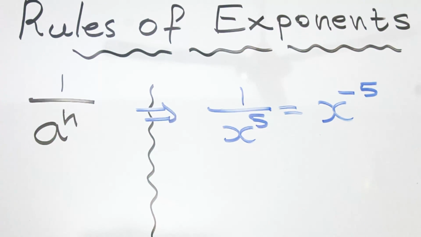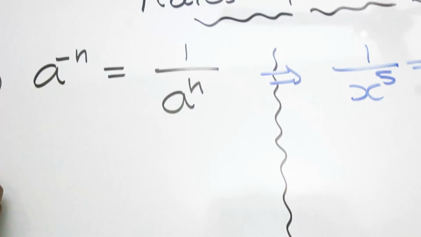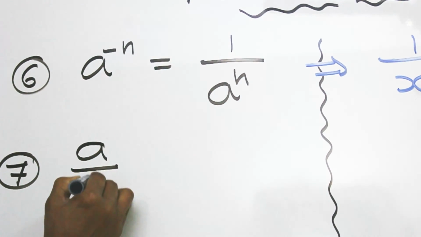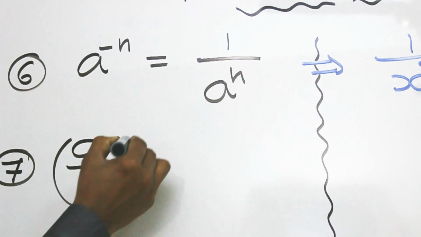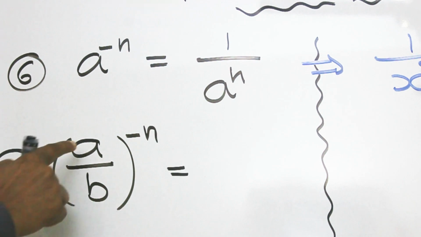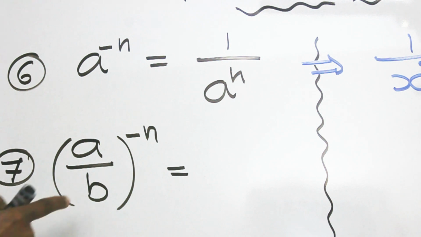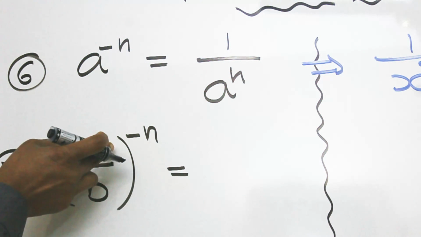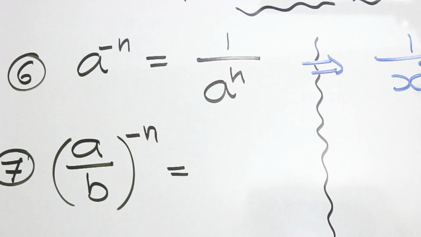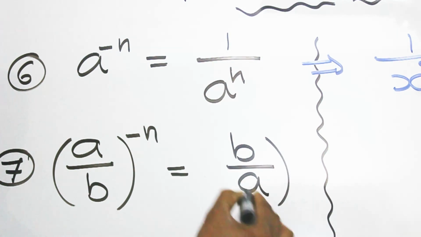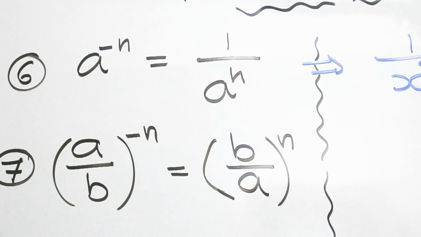Then rule number 7: a by b all power minus n is equal to, which means the denominator you have to switch to the numerator and the numerator you have to switch to the denominator, so here b by a all power n. This is an additional rule.